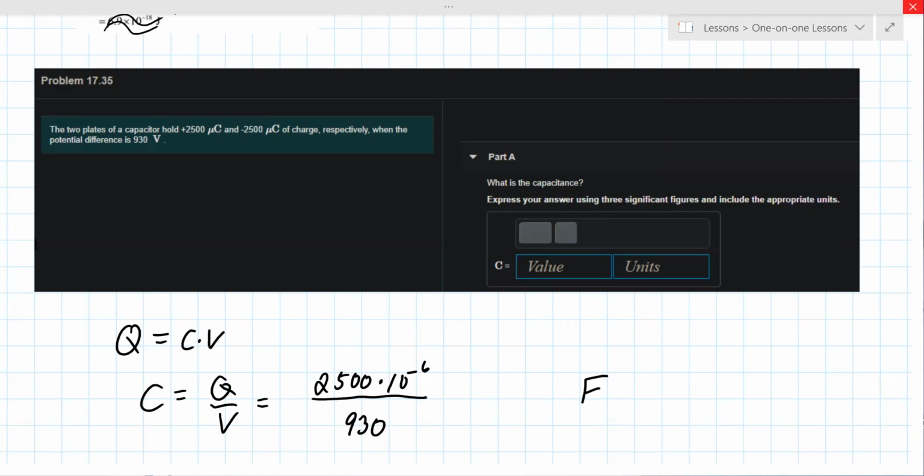So let me get that calculation for you. 2500... 2.7 times 10 to the minus 6. And that's just capital F.